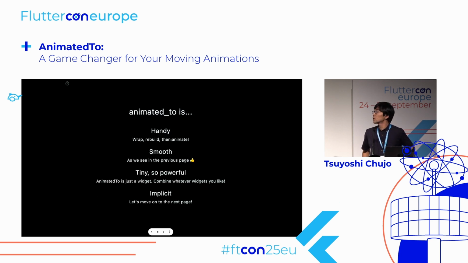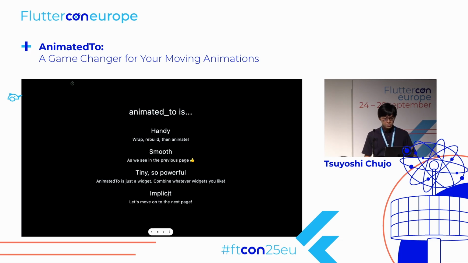So that is the introduction of AnimatedTo. Let me wrap up the features of AnimatedTo. It's handy. What we have to do is just wrap and rebuild. Then it automatically animates, and it's smooth. As we have seen in the previous slide, the animation happens very smoothly. And it's also tiny, yet powerful, because as I said, what AnimatedTo does is just let the widget animate from one point to another. So that's it.